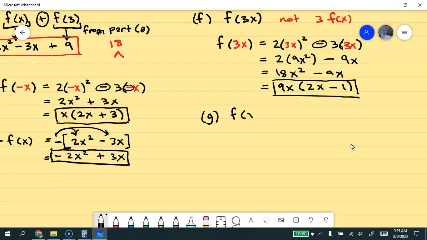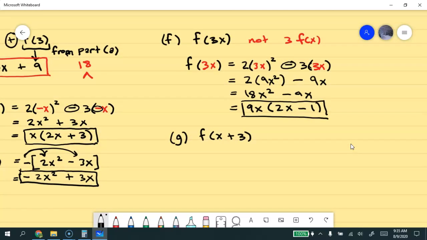F of x plus 3. All right, so same exact idea here. What we're doing is we're plugging x plus 3 into the function. Now, one more thing to remind you of, this is not the same thing as f of x plus f of 3.